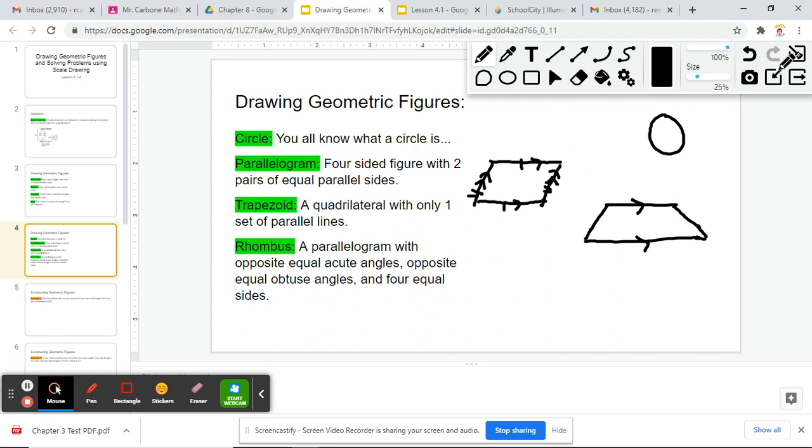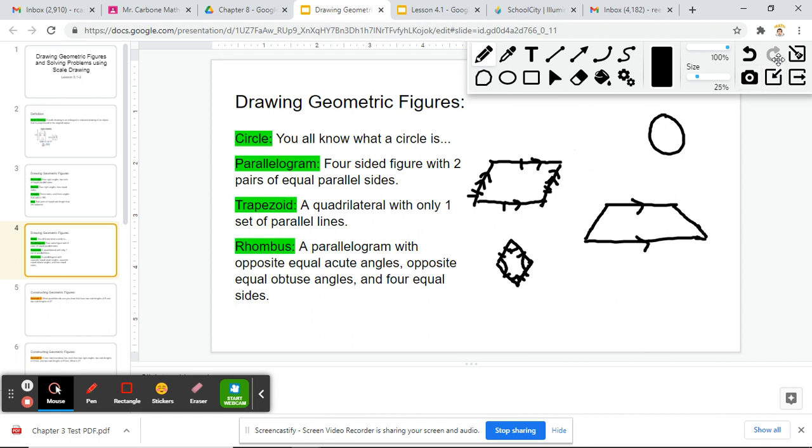And lastly, a rhombus. So a rhombus is a parallelogram with opposite equal acute angles and opposite equal obtuse angles and four equal sides. So if we had something that looked like this, oops, that's not to scale at all. All right, something like this here, right? So all of these sides are of equal length, and these obtuse angles are across from each other, and these acute angles are also across from each other. So that right there is a rhombus.